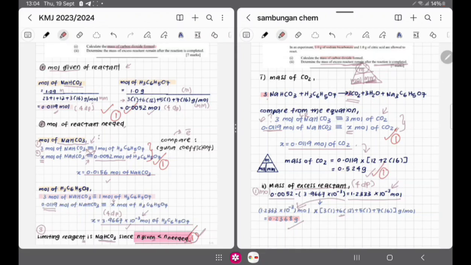Then mass of excess reactant, when we get the excess mole, dapat 1 markah. Then when we show this whole thing, mole times molar mass, kita dapatkan mass of excess reactant, dapat 1 markah. And finally, the final answer 1 mark. So total 7 mark.